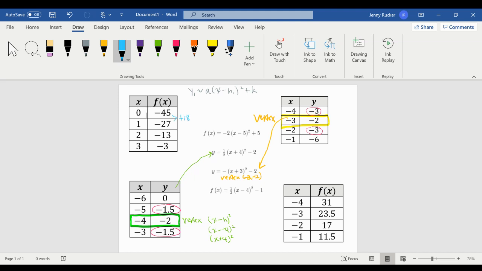-27 to -13 is plus 14. -13 to -3 is plus 10. So my second difference here is -4. So a is equal to half of that -4, which is -2. So therefore, that must be f(x) = -2(x - 5)^2 + 5. And that leaves 1/2 (x - 4)^2 - 1, which we could validate using Desmos or by finding our second difference and taking half of it.